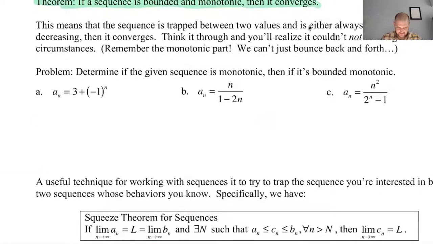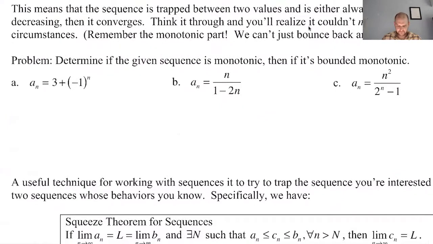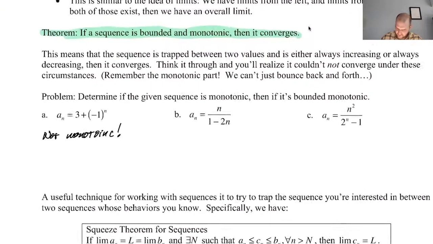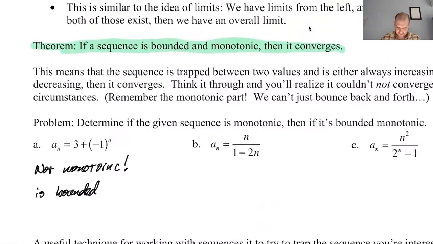So here we want to determine if the sequence is monotonic, then if it's bounded. So first, is it monotonic? For A, we definitely know this is not monotonic. I think we can borrow these answers from previous problems. Not monotonic. It is bounded, though, right? Because this is the sequence that just keeps spitting out 4, 2, 4, 2, 4, 2. So it's not monotonic, but it is bounded. It doesn't converge.